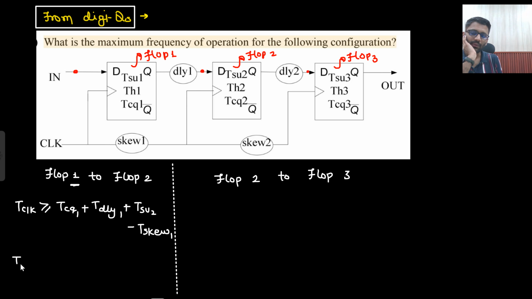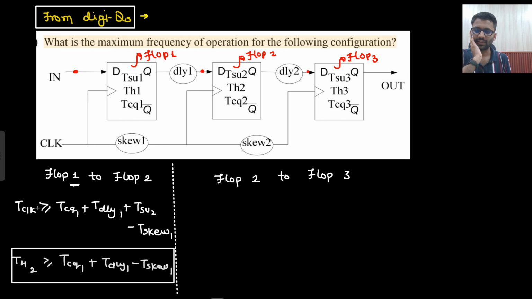And what will be my T hold? Hold for 2 I will be writing, because if the data is stable here, I don't need to care about hold here. So hold for 2 I will be writing. I just need to erase setup time. Okay, then this is my hold, this is my clock.